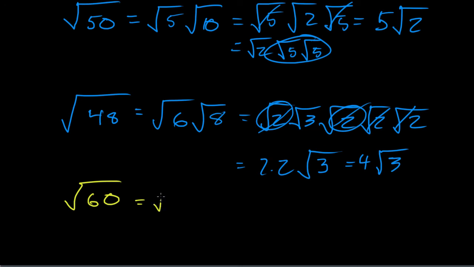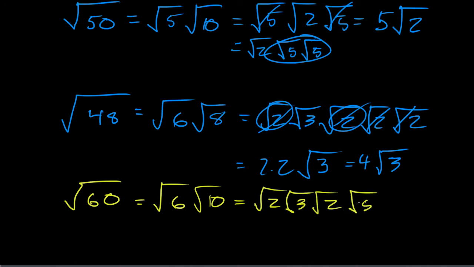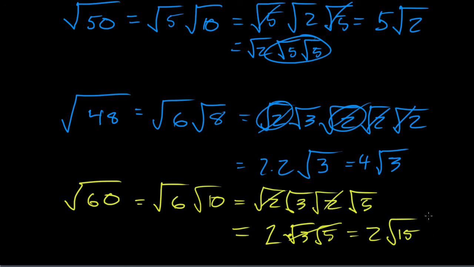The square root of 60, I can break 60 up into 6 times 10. And I can break 6 up into 2 times 3, and 10 is 2 times 5. And I get a pair of 2's when I simplify. So those 2's make 2. But there's nothing to pair with the 3 and the 5. So when I write the simplest form, I don't write it like this, 2 root 3 root 5. But rather, I write it as 2, and I recombine these to make the square root of 3 times the square root of 5 is equal to the square root of 15. So 2 root 15 is the simplest form of the square root of 60.